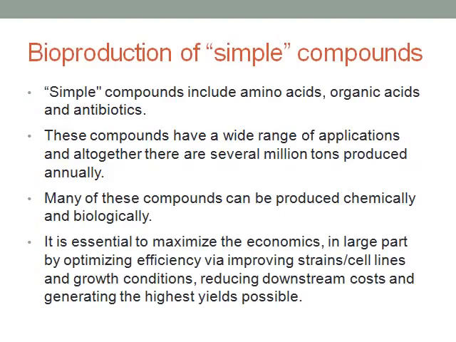Bioproduction of simple compounds. Simple compounds include amino acids, organic acids, and antibiotics. These compounds have a wide range of applications. And while these are simple, small molecules, they account for several million tons being produced annually. Many of these compounds can be produced both chemically and biologically.